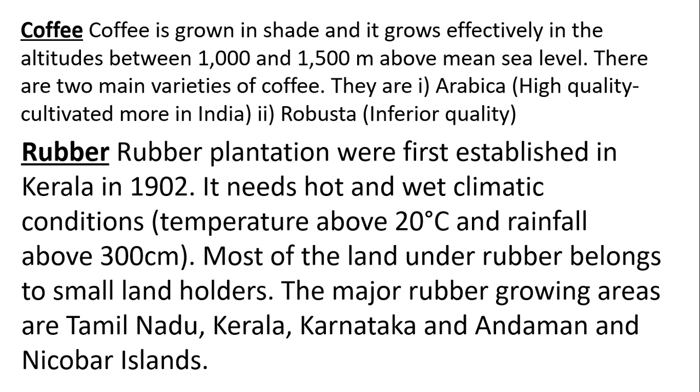India is the 7th largest producer of coffee. Here in India, Karnataka is the leading producer of coffee. Next, rubber. A rubber plantation was first established in Kerala. It needs 20 degrees Celsius of temperature and 300 centimeter of rainfall. The major crop is found in Tamil Nadu, Kerala, Karnataka, and the Andaman Nicobar Islands also.